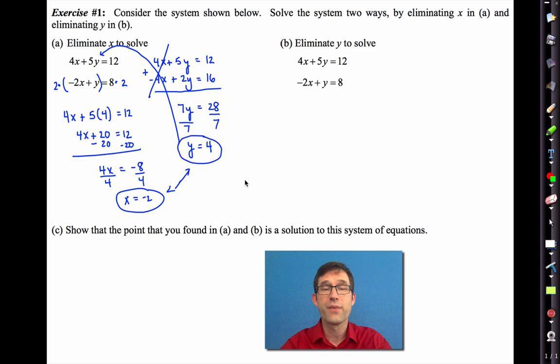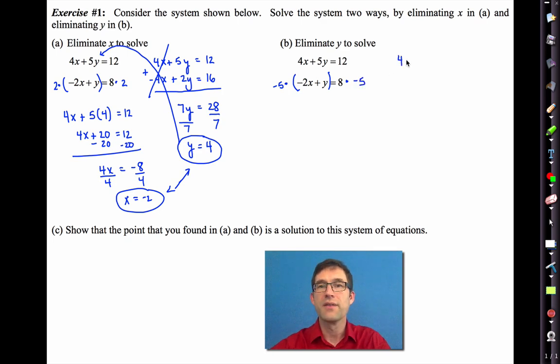Now, the great thing about the elimination method is it really doesn't matter which variable you eliminate first. So let's eliminate y. Let's look at these two equations. Here we have a 5y. Here we have a positive 1y. What I'd really love is a 5y and a negative 5y. We can do that easily, this time by multiplying both sides of the equation by negative 5.